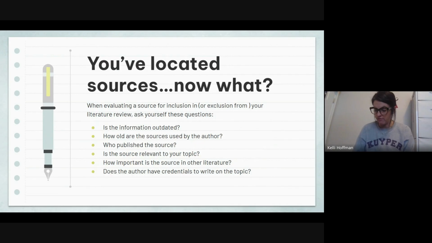We've done some work trying to find some in the library. Hopefully you've done some more to implement it outside of just the assignment we've had to do. But when you're looking for sources to include, so maybe you've found a lot and you're not sure are these good or bad, regardless of the spot you're at, we are assuming that you have some sources. So if we are evaluating sources for inclusion or exclusion, meaning we don't want to use them, you want to ask yourself questions about these sources. So the first one to ask, is the information outdated?